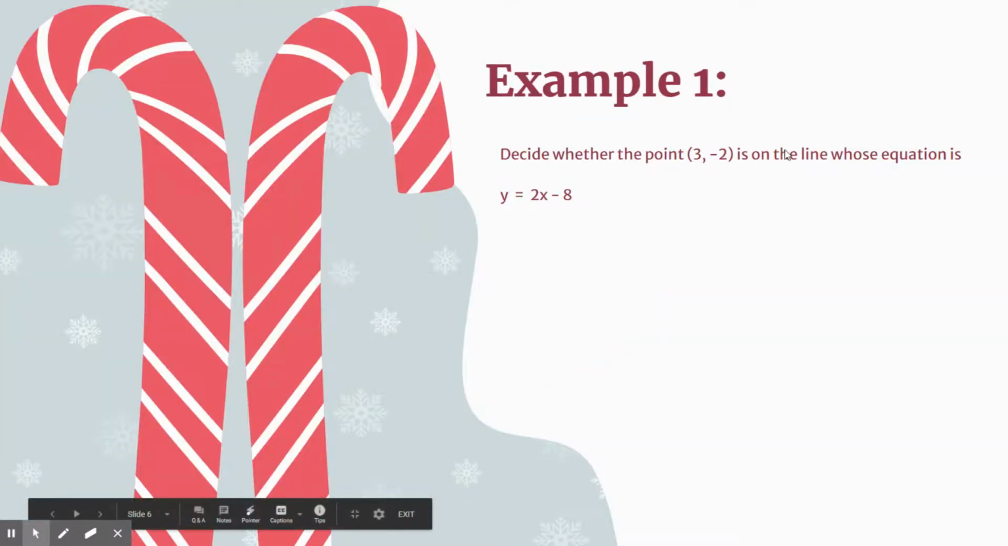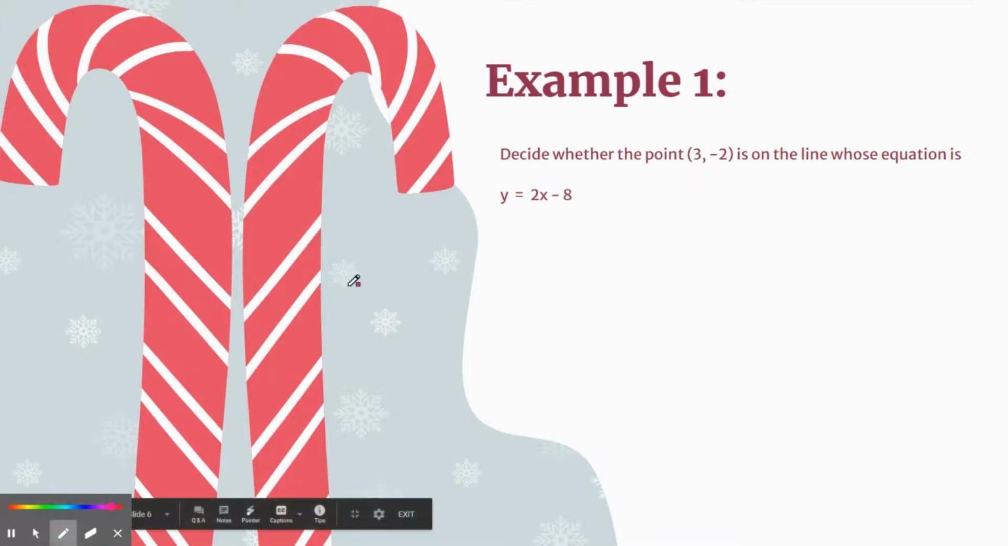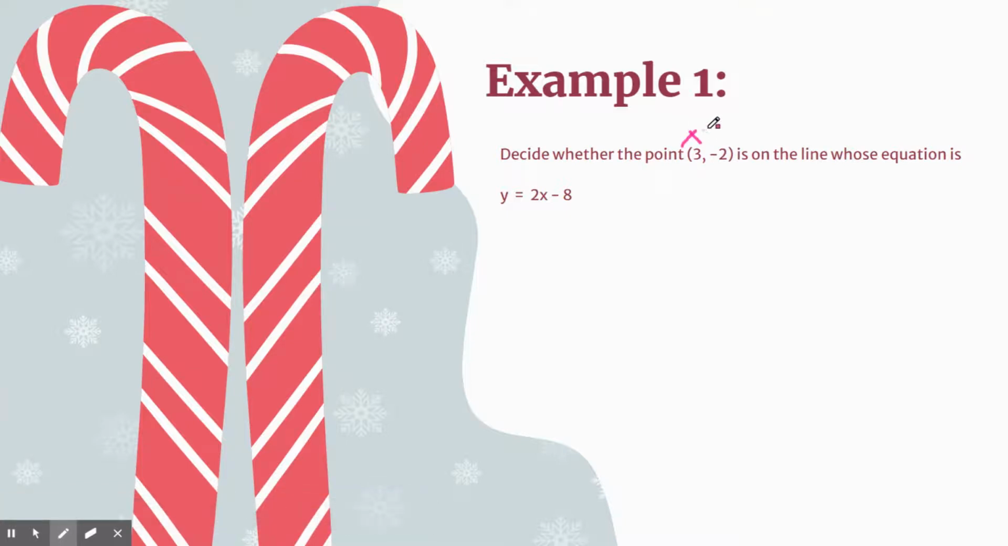Decide whether the point (3, -2) is on the line whose equation is y = 2x - 8. Remember that in points, x comes first, followed by y. So I'm going to just plug this point in. I'm going to plug in -2 = 2 times 3 minus 8. Okay? 2 times 3 is 6, so now I have -2 = 6 - 8. 6 minus 8 is -2, so now I have -2 = -2.